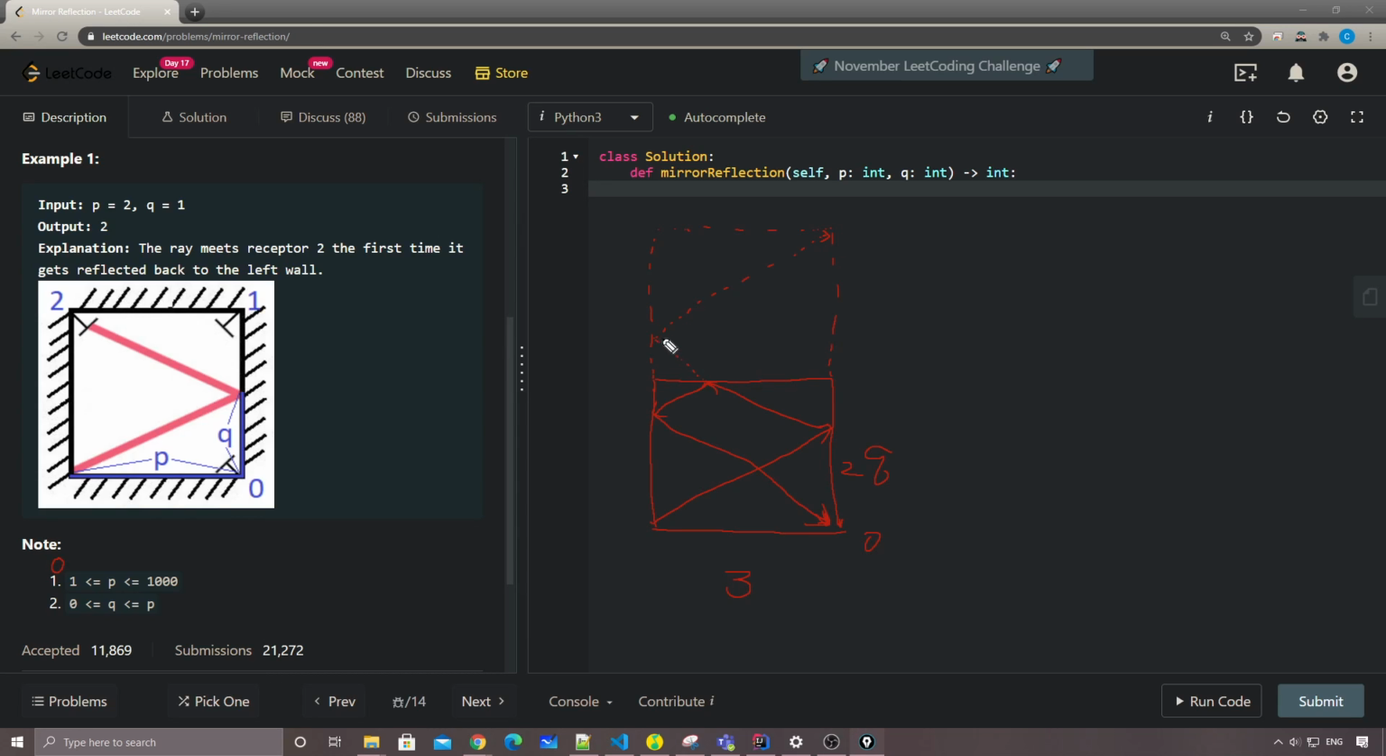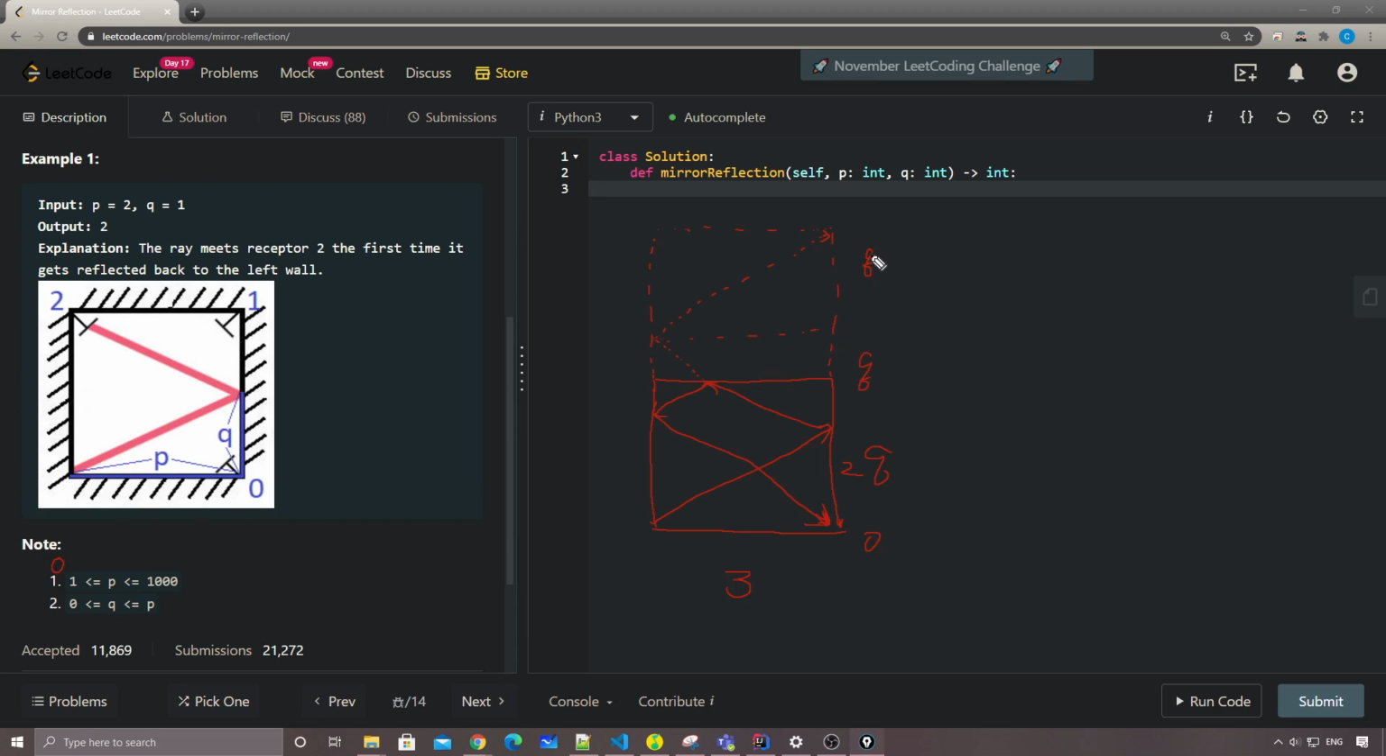So when it is 0, what do we have here? How many Qs do we have? We have 1 Q, 2 Q, and 3 Q. And so the second observation is that as long as the number of Qs is odd, then we know it will reach either receptor 1 or receptor 0.